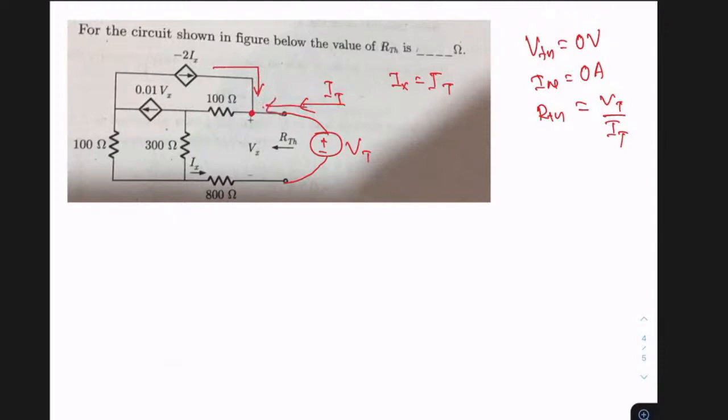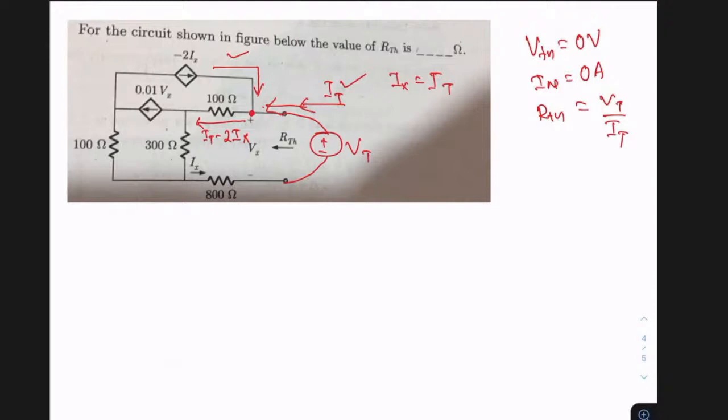So if I ask you what is the current passing through this 100 ohm resistor, this is the sum of these two branch currents. So what is the current? Then this current is IT minus 2IX. And in place of IX, I'm writing IT. So IT minus 2IT is minus IT. Anyway, let's write IT minus 2IX for the time being. So this branch current is the sum of this and the IT minus 2IX.